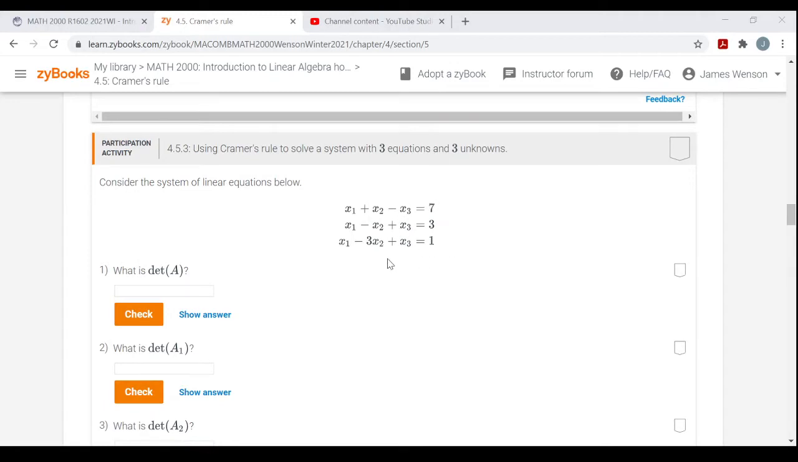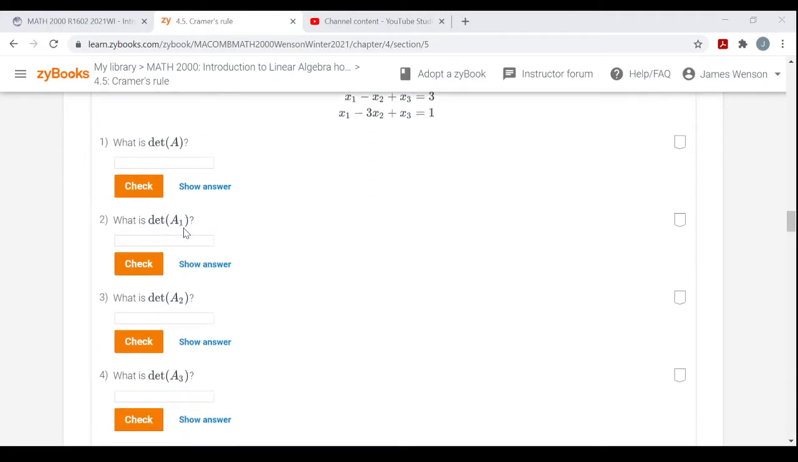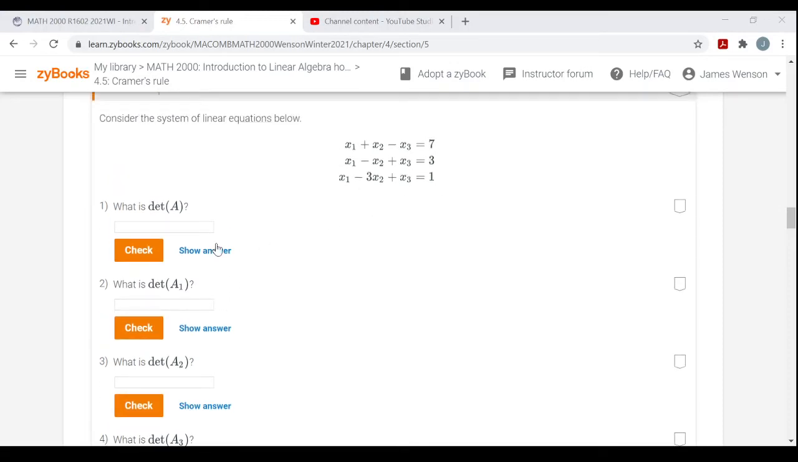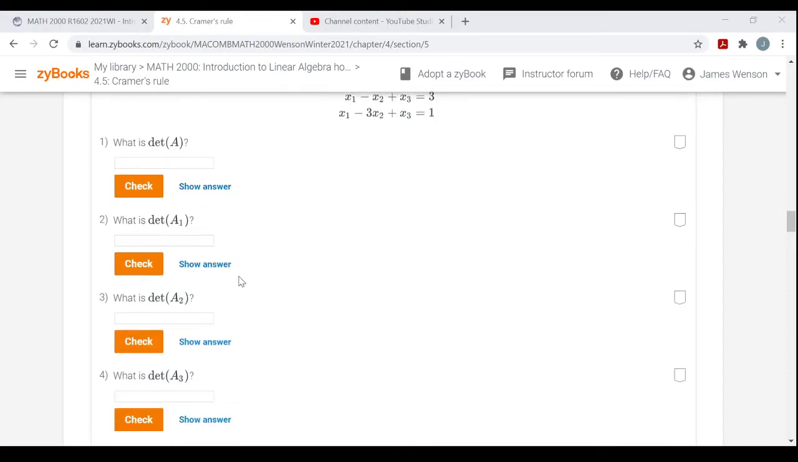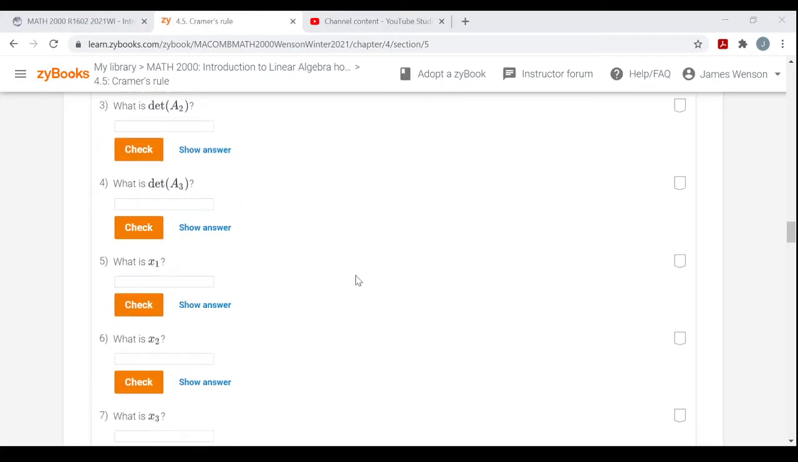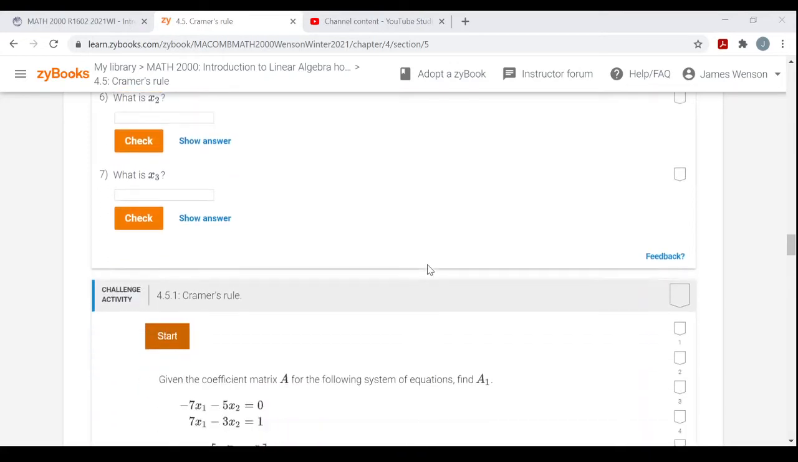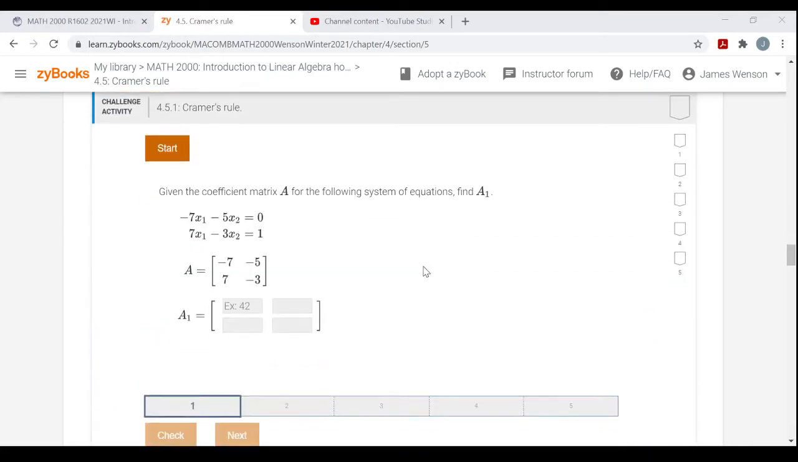Okay, so write this system as a nice matrix equation: A times some variable matrix x equals the constant column matrix 7, 3, 1. What's the determinant of the coefficient matrix? What's the determinant of that matrix when I replace the first column by 7, 3, 1? When I replace the second column by 7, 3, 1, and when I replace the third column by 7, 3, 1, and then find the components x1, x2, and x3 of the solution. And then you're doing the exact same thing here.